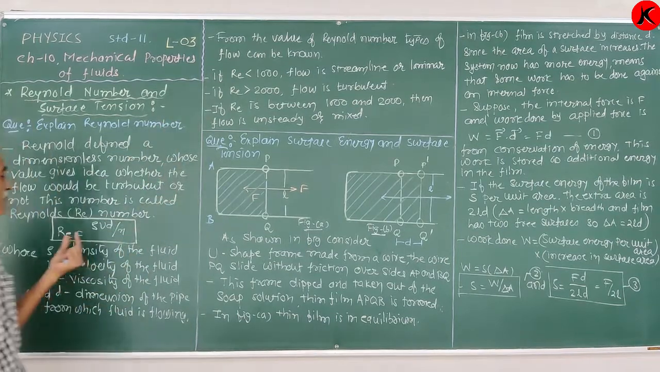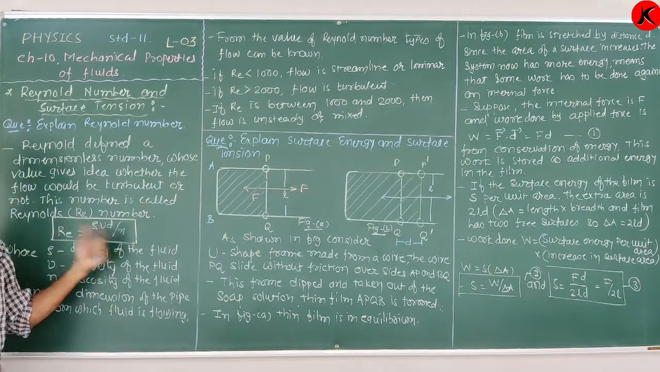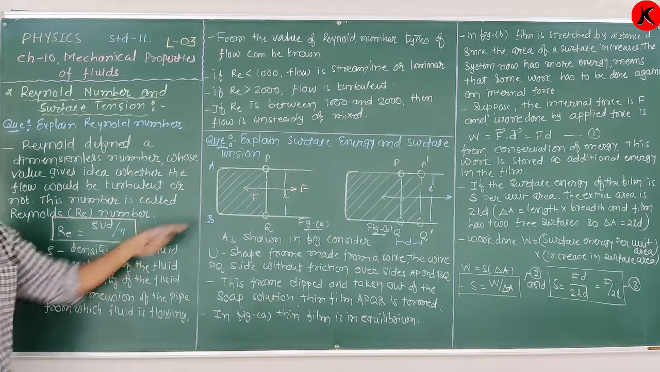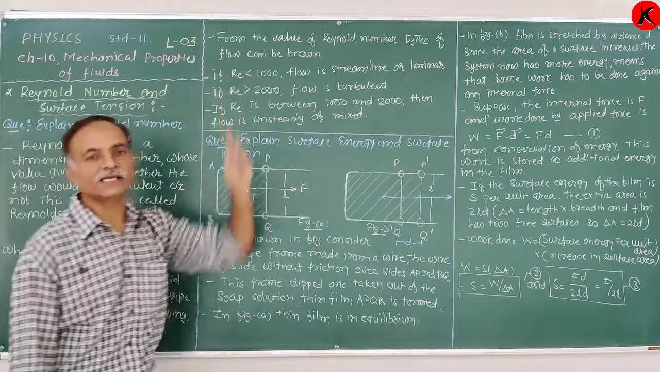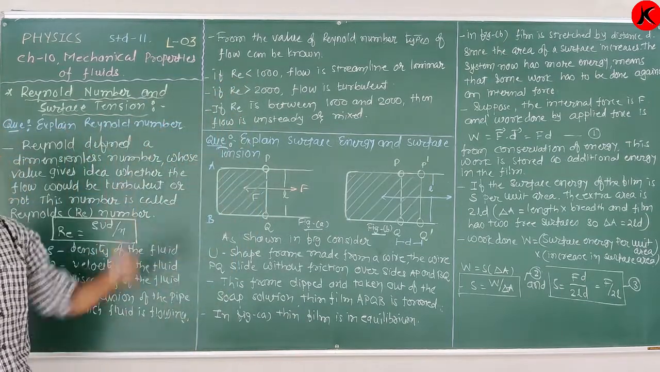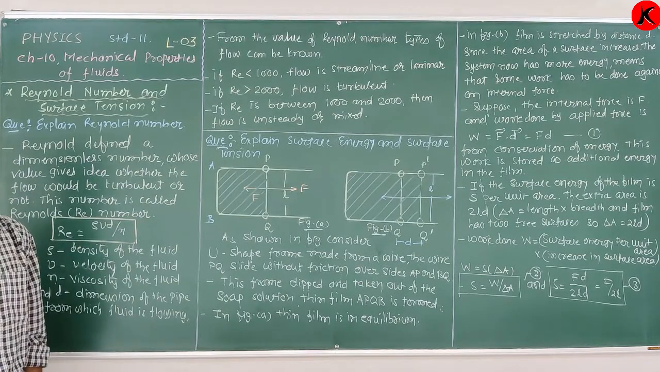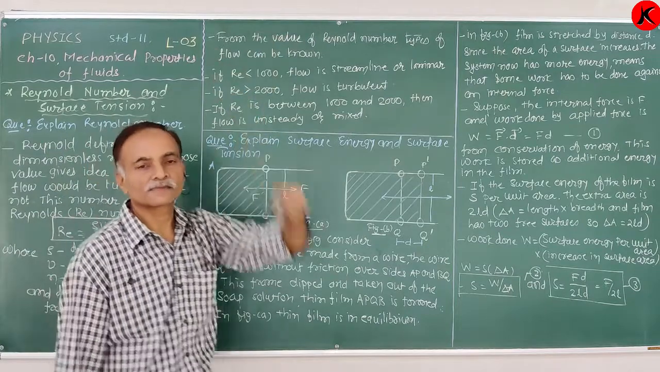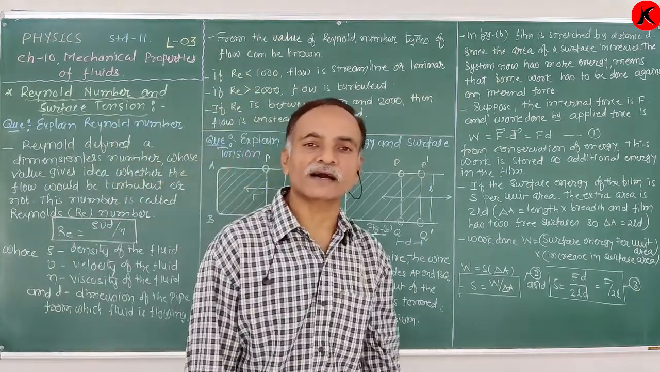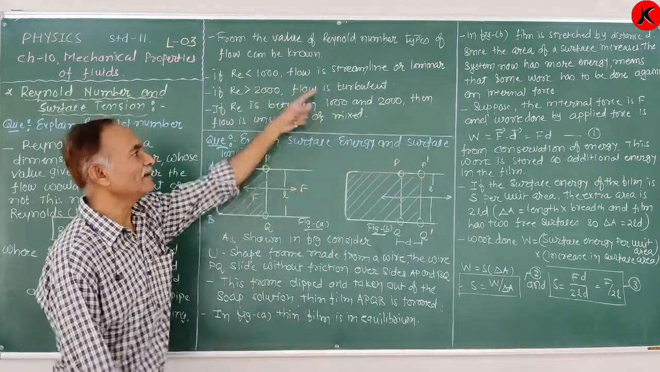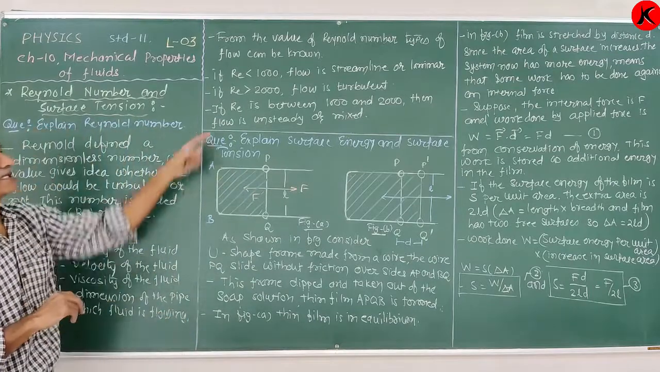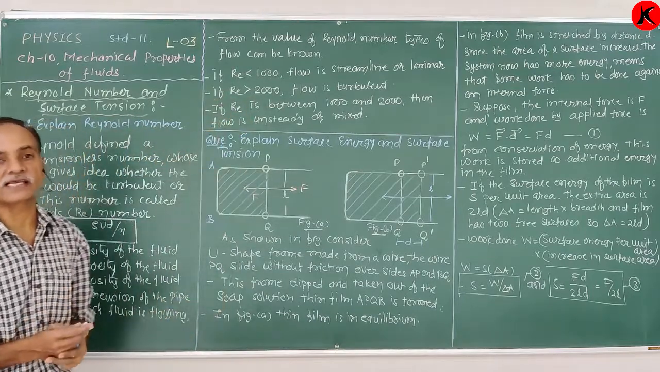If the value of the Reynolds number RE is less than 1000, the flow is streamlined or steady flow. Steady flow means the velocity of the fluid particle at any instant of time remains constant.